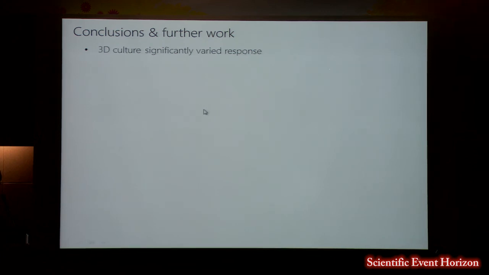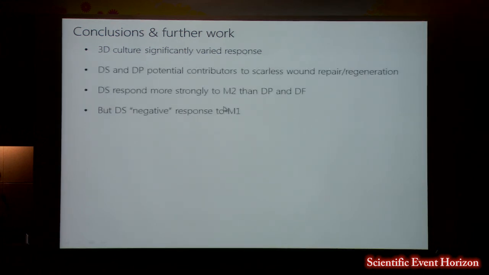So I'll just conclude and summarise and talk about what further work we're going to look at. The 3D culture system that we used displayed a significantly varied response, so we were really happy with that, as again, it's further proof that the model system is good and provides a more in vivo-like system. The dermal sheath and papilla, but not the dermal fibroblasts, could be potential contributors to scarless wound repair.